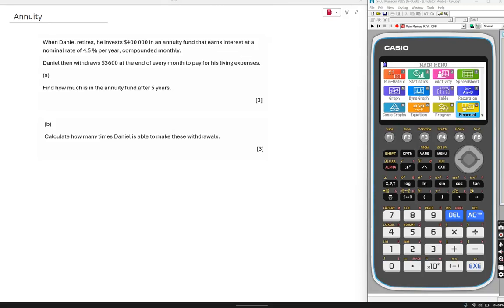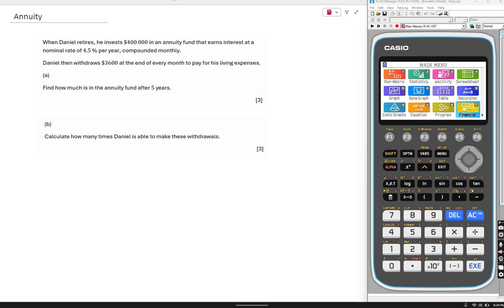Hi everyone, today we have an annuity question. So when Daniel retires, he invests $400,000 in an annuity fund that earns interest at a nominal rate of 4.5% per year, compounded monthly. Daniel then withdraws $3,600 at the end of each month to pay for his living expenses. Find out how much is in the annuity fund after 5 years.